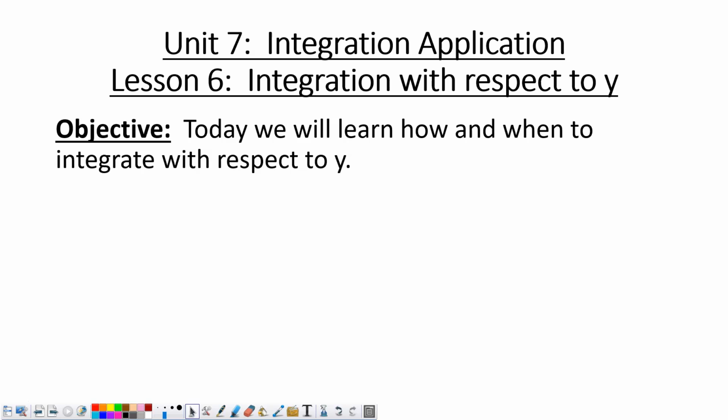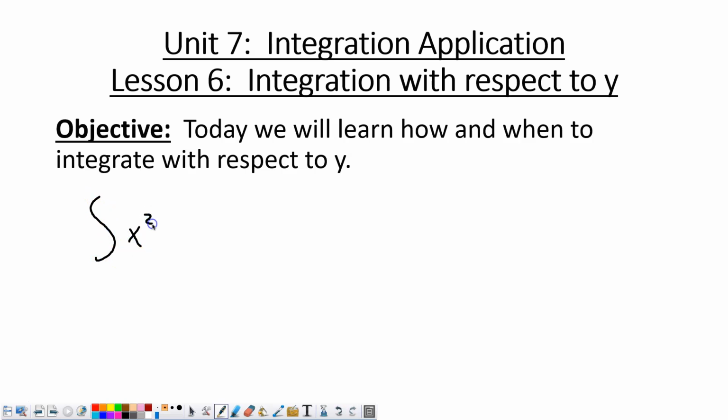All right, guys. So today we're going to be integrating with respect to y. Now, technically, that doesn't really matter. So procedurally, it doesn't make any difference.